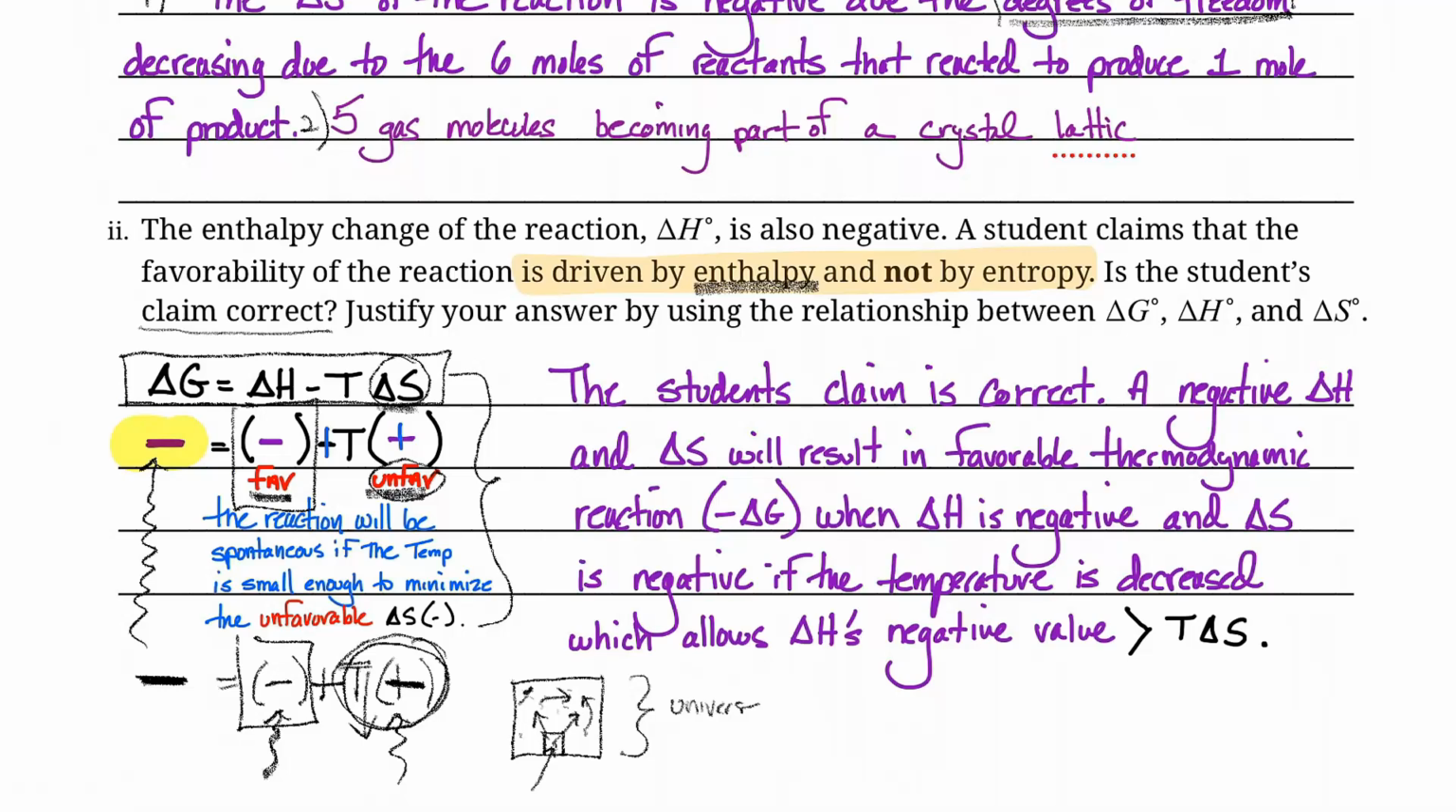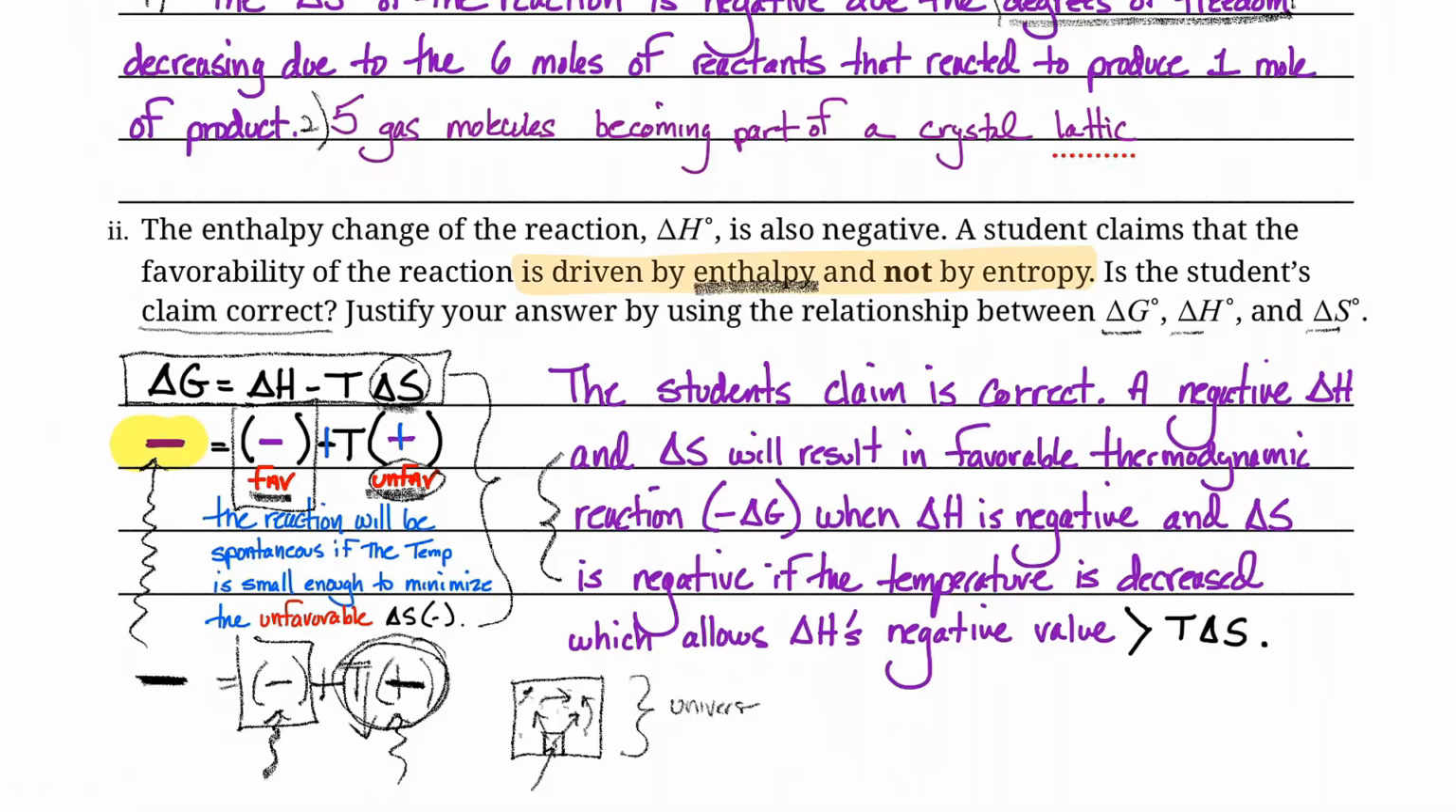I'm trying to talk about all three of these as they relate to each other, and delta S is negative. So somewhere, somehow, I'm mentioning all those values. And when that's true, if the temperature is decreased, which allows, let me just read this through again, the student's claim is correct. That's the point I want you to make.